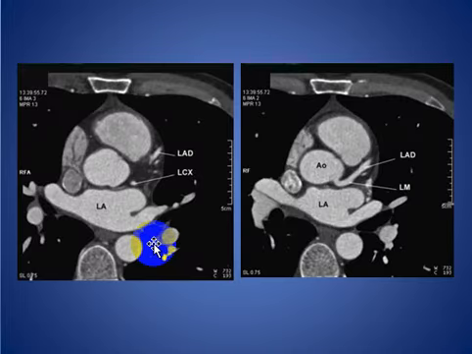Here, axial CT cuts, as we see. Here, this is the aortic valve, and here, this is the left atrium, right ventricle outflow. As we see here, the left main artery, left coronary artery, and here we see the left anterior descending artery, and here we see the circumflex artery.